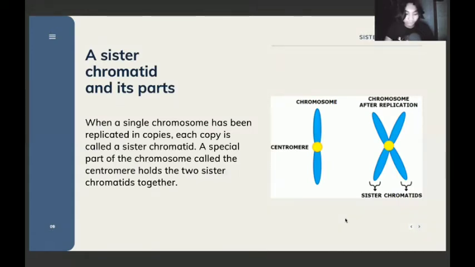One sister chromatid and its parts. When a single chromosome has been replicated, each copy is called a sister chromatid. A special part of the chromosome called the centromere holds the sister chromatids together. When you see an X representing genetic material in an illustration, you are seeing two sister chromatids held together by the centromere, kind of like if you wanted to keep two sticks together, you might use a rubber band around the center of both. A centromere is like a built-in rubber band for two sister chromatids.